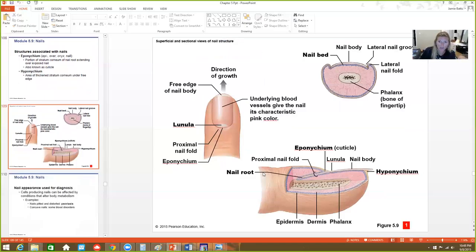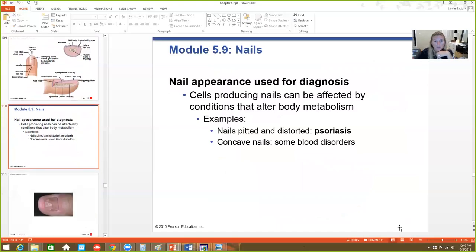Here you see all of the parts. As I mentioned, lunula is kind of the fun one. Most people are interested to learn that it has a name. Those lateral grooves, the eponychium, our cuticle, the hyponychium, that extra little pad down there, the nail body, the nail bed is where it all sits, the nail root is where it grows from. Pretty straightforward.